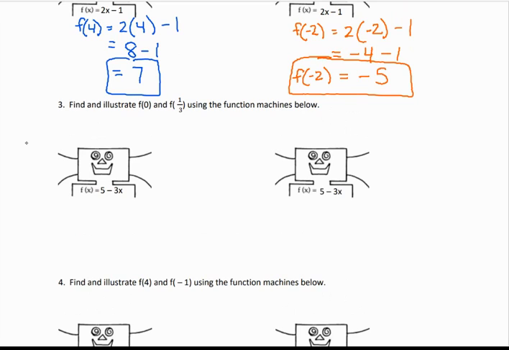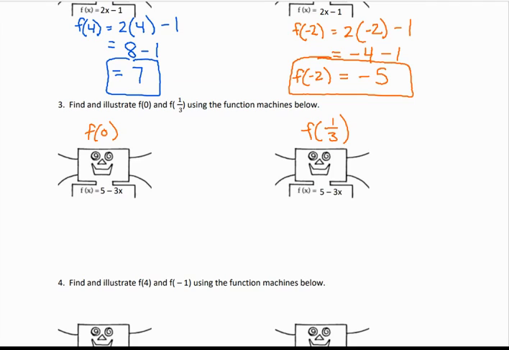number 3 right now. There are 2 of them. First do f of 0 on the first little robot, and then do f of 1/3 on the second one. Let's see how you do with your calculations.